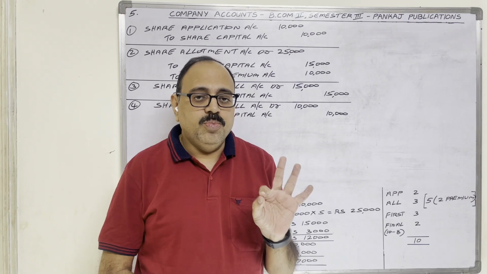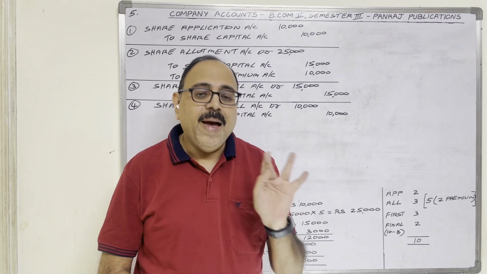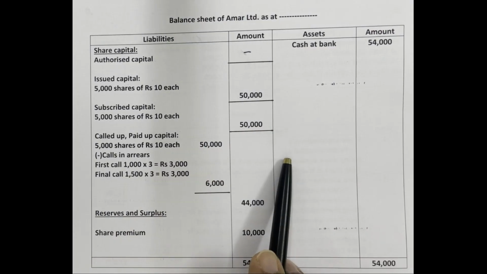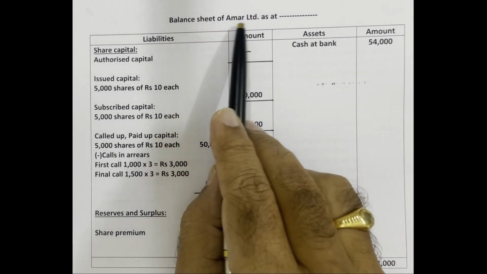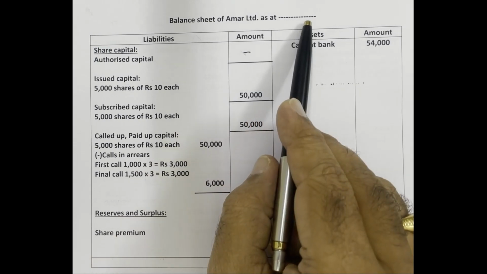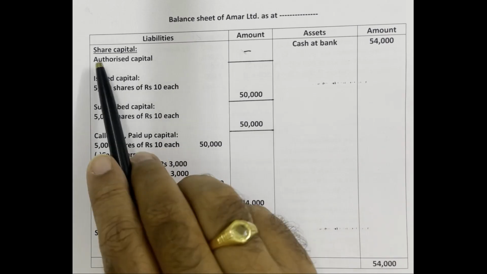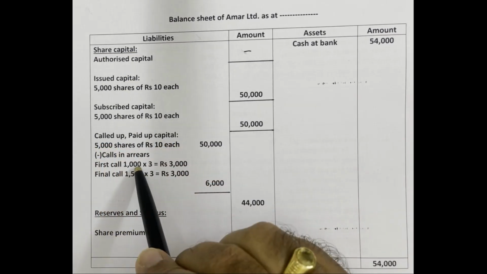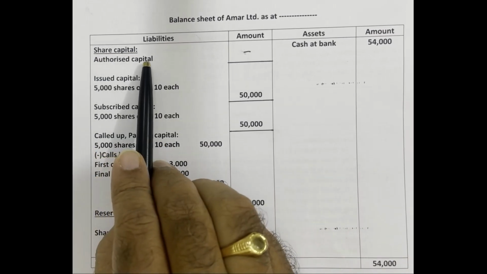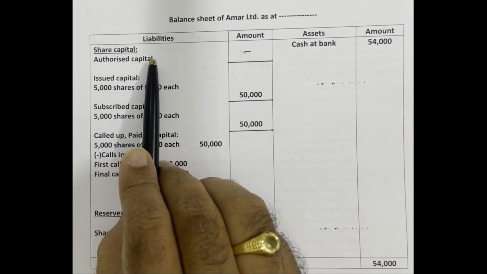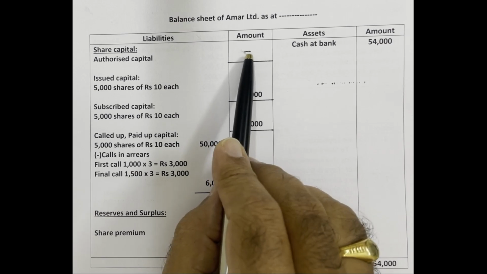Cash book, journal, both are completed. Finally, balance sheet. Let us see how to prepare the balance sheet. This is company's balance sheet. Heading, balance sheet of Amar Limited as at dash. Liabilities amount, assets amount. Categories of capital, under the head share capital we should show. First one, authorized capital. In question, authorized capital related information is not given now. Therefore, authorized capital is nil.